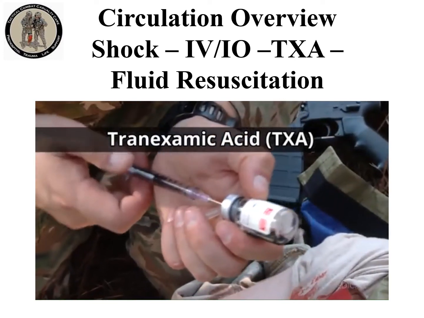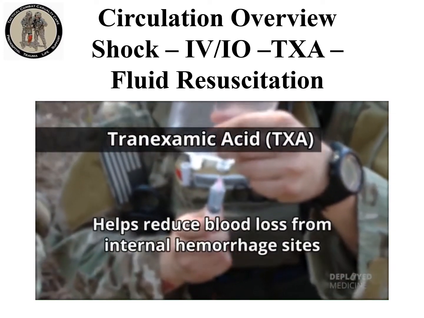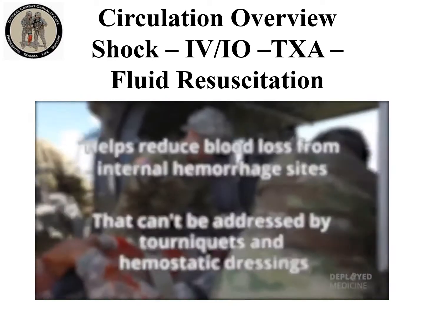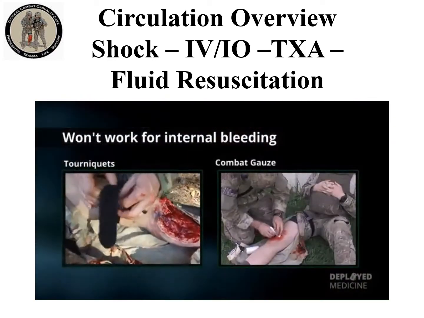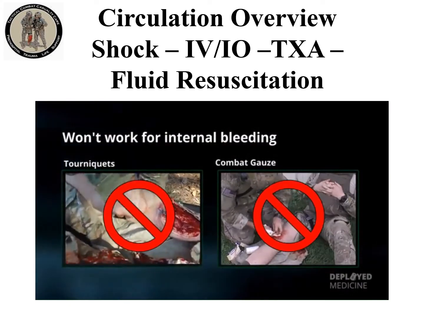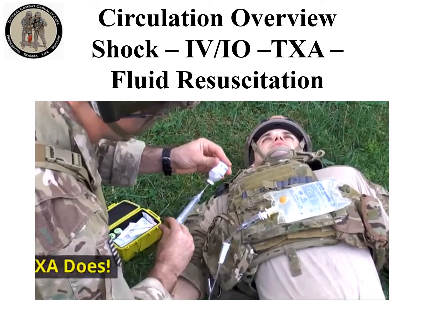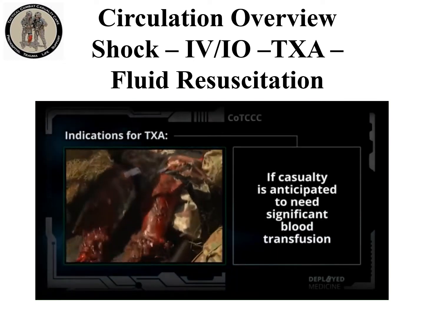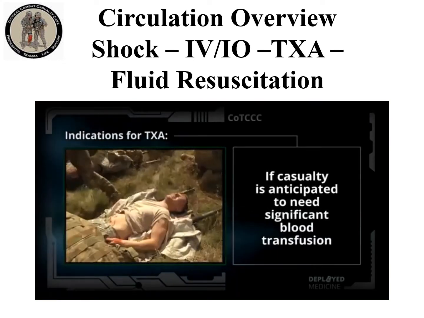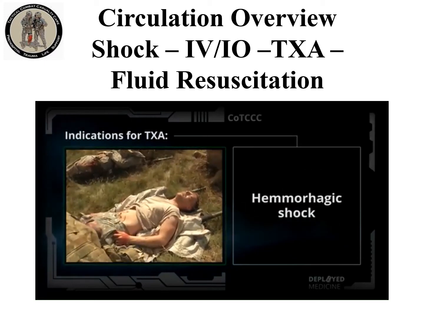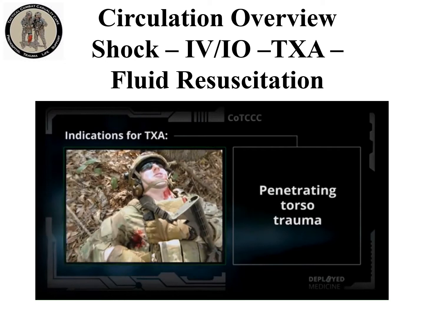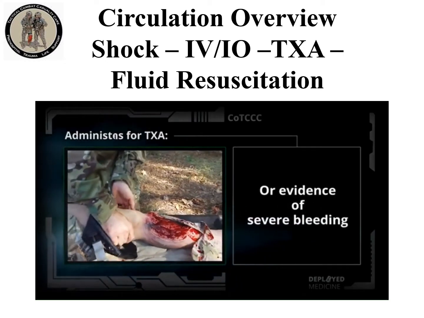Tranexamic acid, or TXA, helps to reduce blood loss from internal hemorrhage sites that can't be addressed by tourniquets and hemostatic dressings. Tourniquets and combat gauze do not work for internal bleeding. TXA does. TXA is indicated if a casualty is anticipated to need significant blood transfusion. For example, hemorrhagic shock, one or more major amputations, penetrating torso trauma, or evidence of severe bleeding.